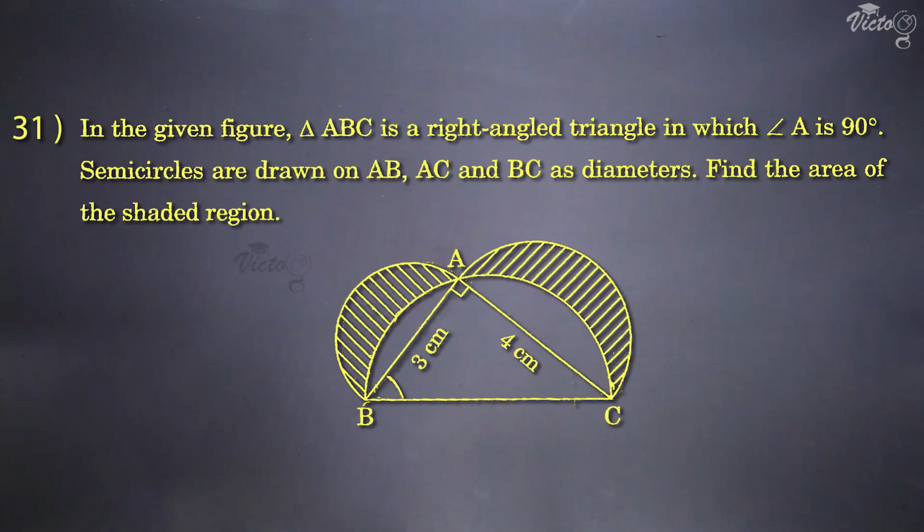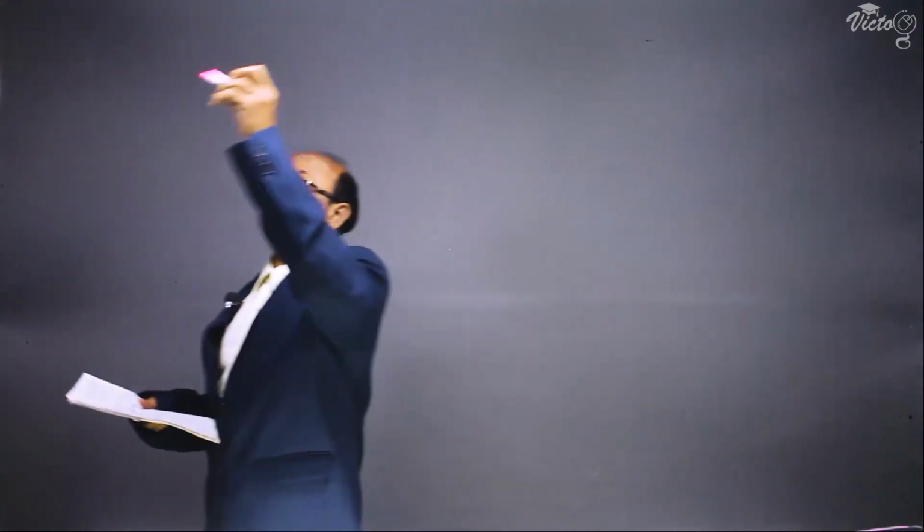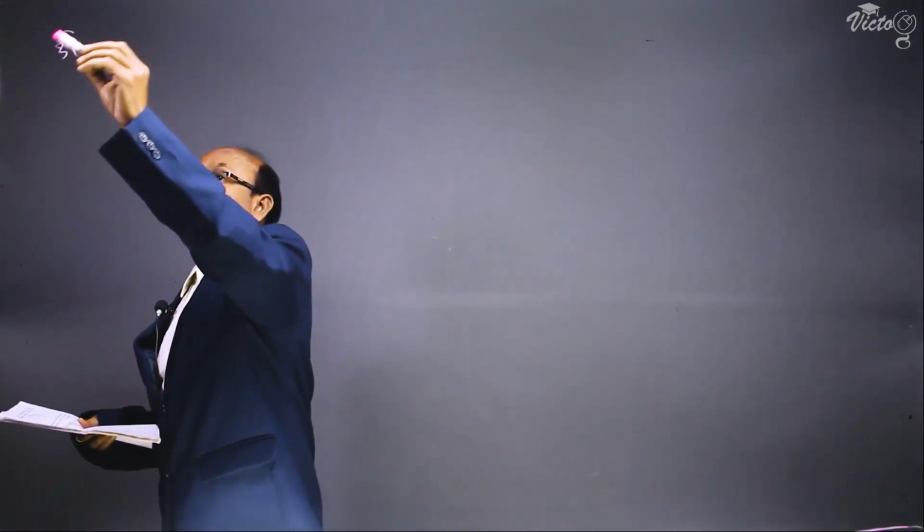Next is the last question, question number 31. In the given figure, triangle ABC is a right angled triangle in which angle A is equal to 90 degrees. Semicircles are drawn on AB, AC and BC as diameters. Find the area of the shaded region. The figure is given in the question, so let us draw the figure.